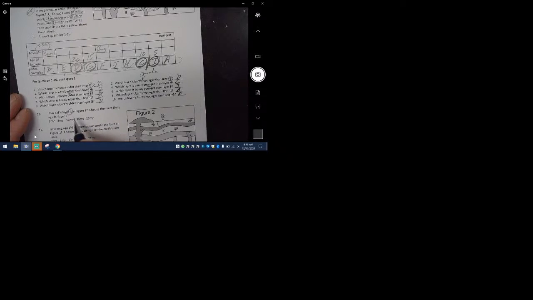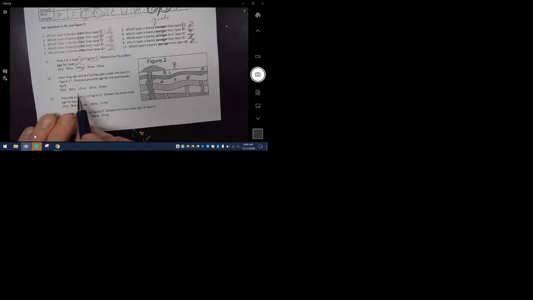Now I've got to do number 5, which if you do all this, you ought to be able to get right. How old is layer J in figure 1? Choose the most likely age for layer J. So here it is. Now, how am I going to figure out the age of that? I don't have the age. But I know it's older than C, and I know it's younger than G, so it's got to be something between 10 and 15, right? And the only thing that's between 10 and 15 here is 13.